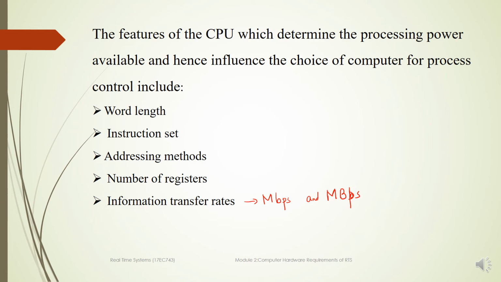So information transfer rate gives a measure of the speed at which data can be transmitted from one device to another, and these data transfer rates can be measured in two ways. One is megabits per second and the other is megabytes per second, respectively.